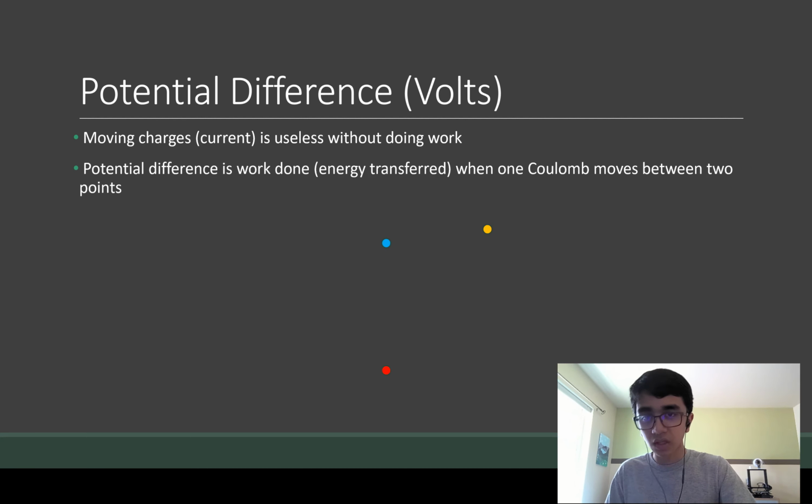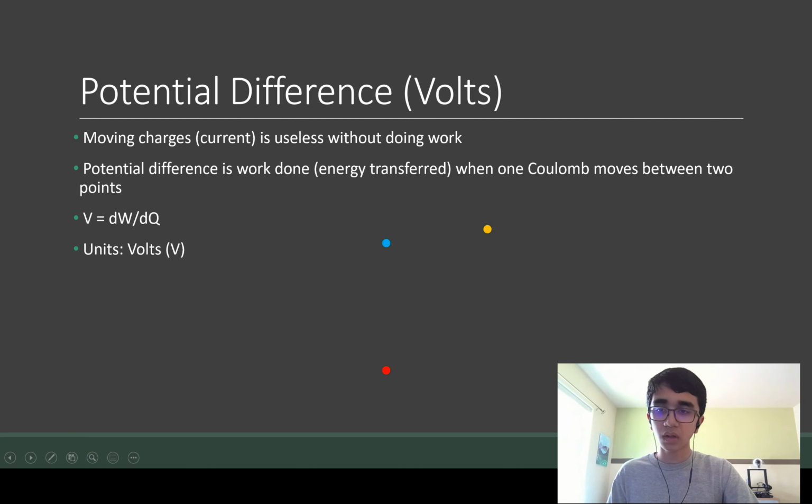So potential difference is work done or energy transfer. That's kind of the meaning of work. When 1 coulomb of charge moves between 2 points, that's potential difference. And the equation for potential difference is dW/dQ, or the average version is the change in work, or work done, over charge, and that's equal to potential difference, which is V.